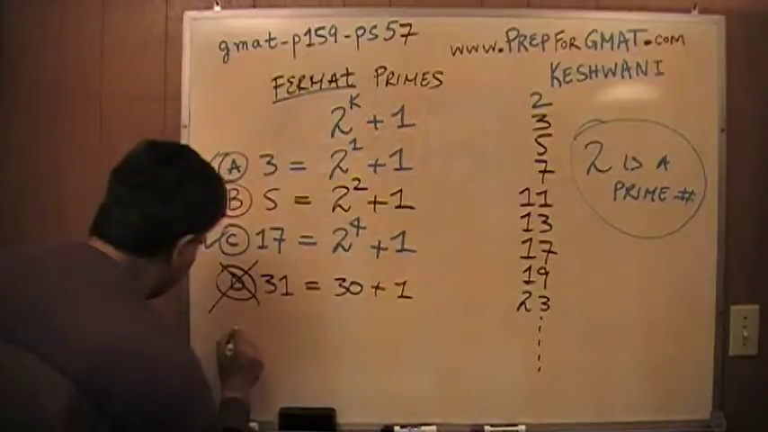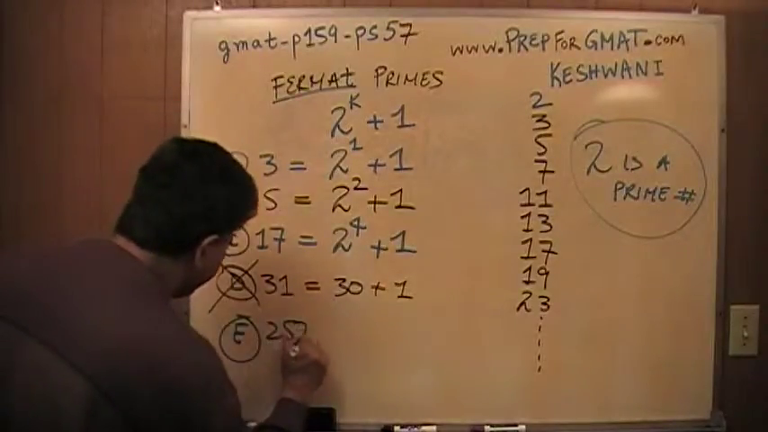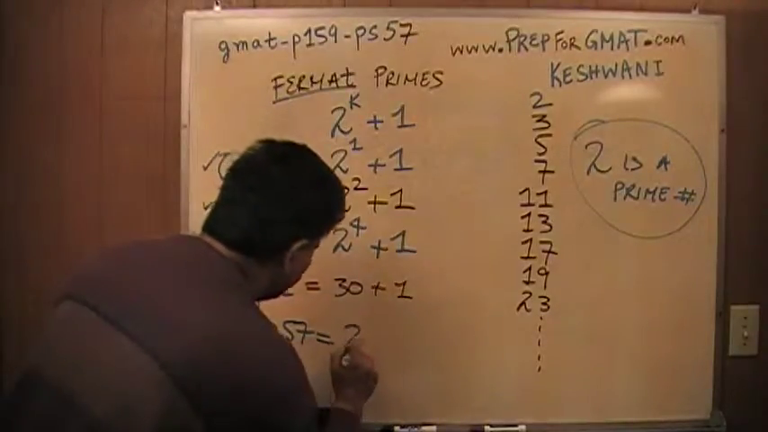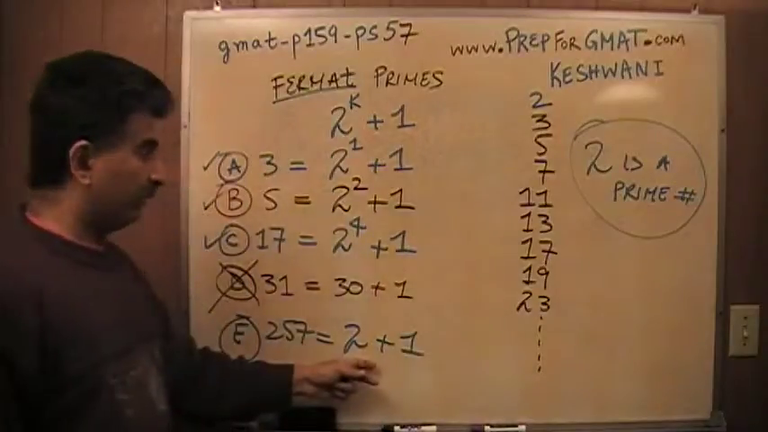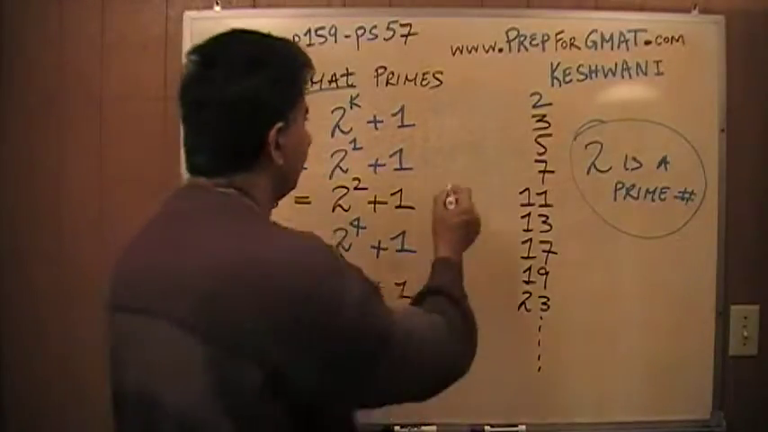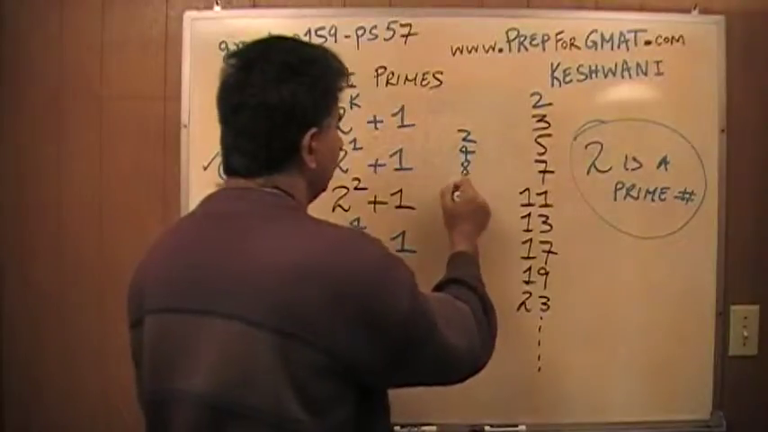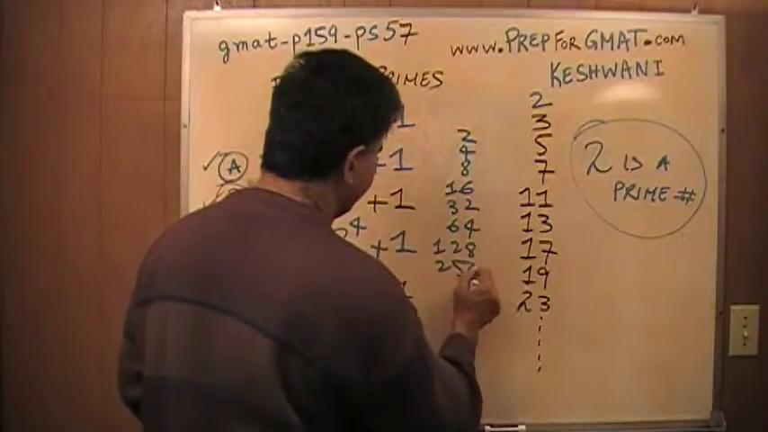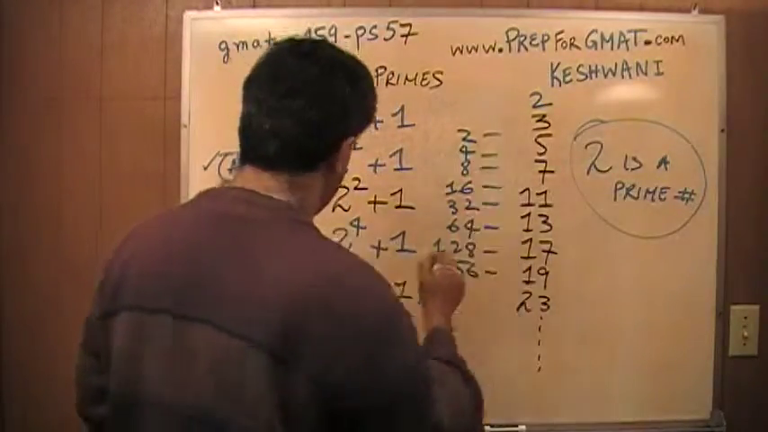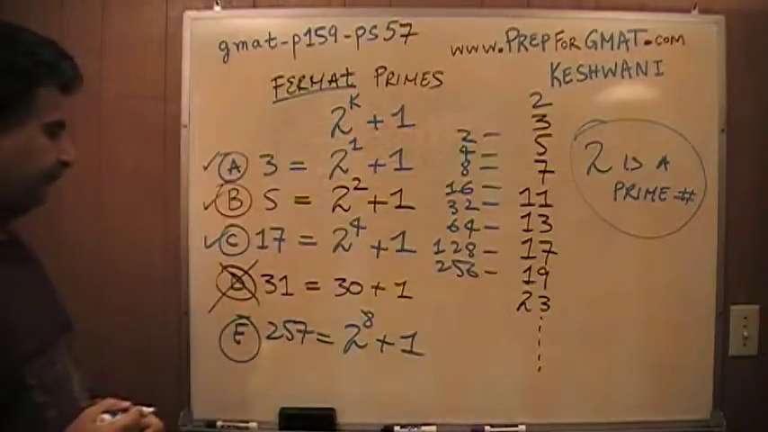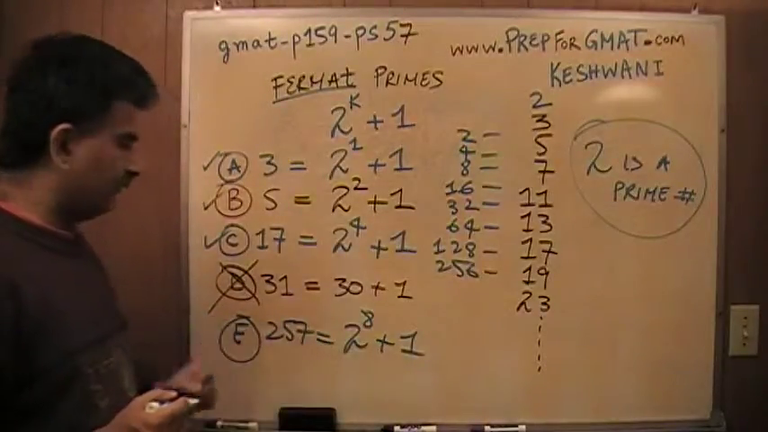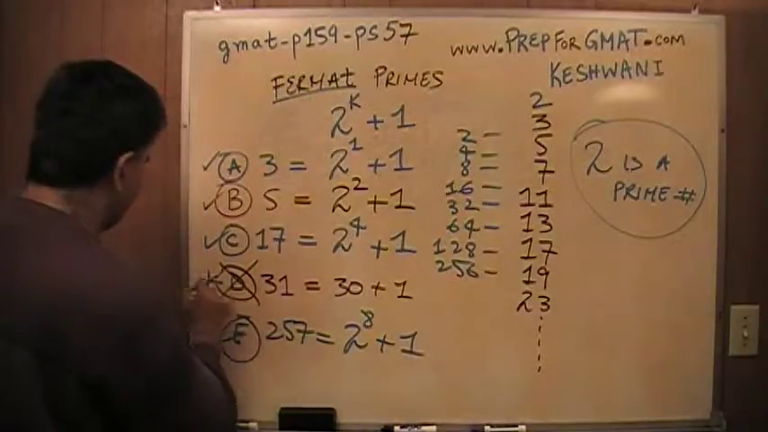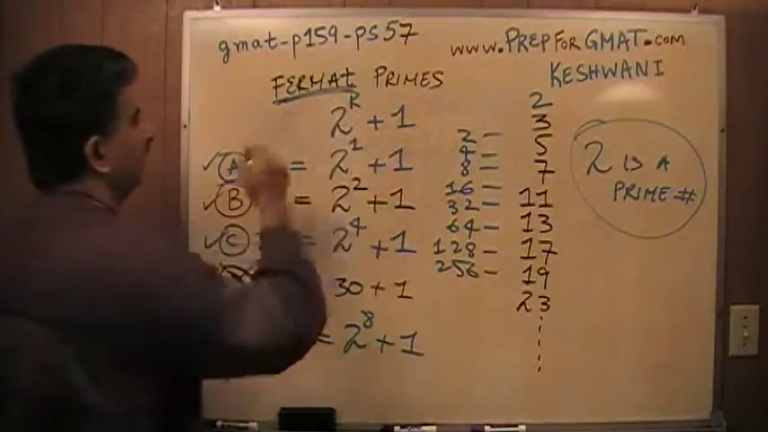The next one is 257. Can I write 257 as 2 raised to some power plus 1? Of course. 2 raised to, I forget now what power it was. Just now I did it a second ago. I forgot what power it was. 2, 4, 8, 16, 32, 64, 128, 256. 1, 2, 3, 4, 5, 6, 7, 8. 2 raised to the 8th power gives me 256, plus a 1. So that one works. The only thing that does not work is D. The answer is D. D is not a Fermat prime.